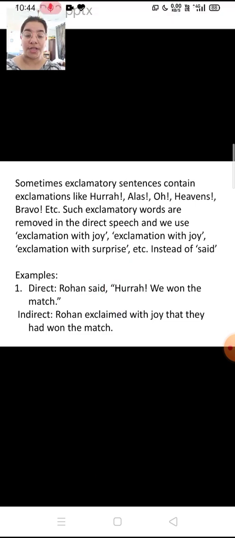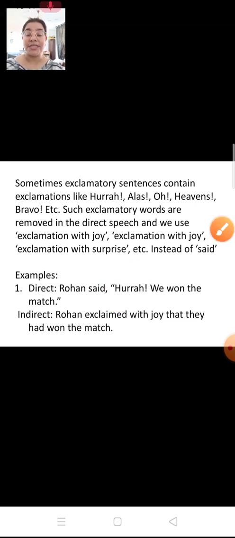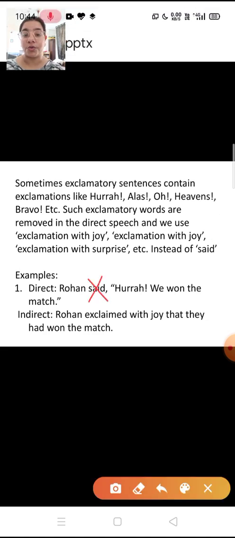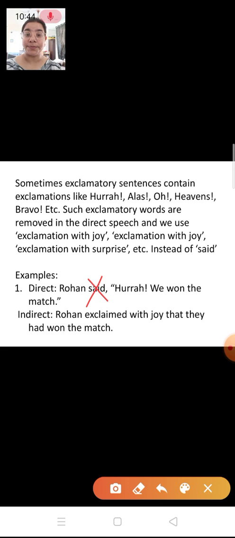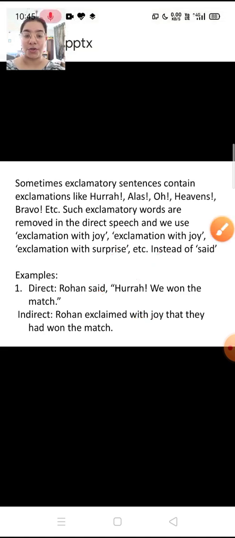Now here you can see the example. Rohan said, hooray, we won the match. Now what we are going to do in indirect speech, we are going to remove said. We are not going to write said in the indirect speech. What we are going to use: Rohan exclaimed with joy that they had won the match. We are going to use exclaimed with joy instead of writing hooray and said. I hope you have understood this also.